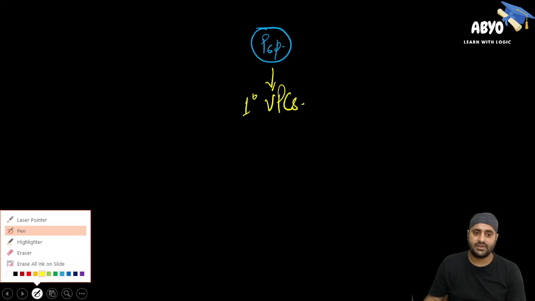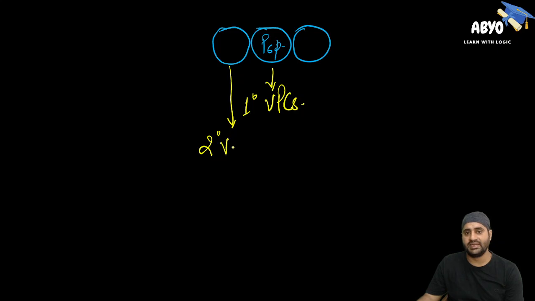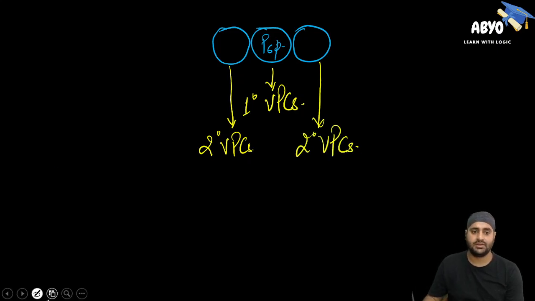Other cells which are neighboring, which have received comparatively less concentration of lin-3 protein, will develop into adjacent or lateral cells, or they will also be called 2 degree cells or 2 degree VPCs. So this is 2 degree VPC. Okay. Now let me name these: P5P and P7P.